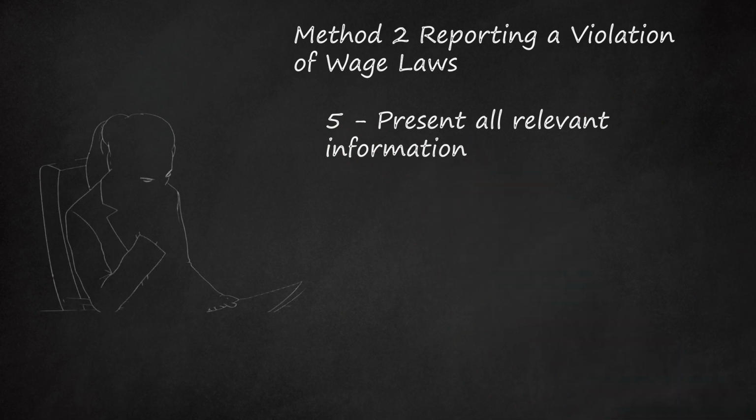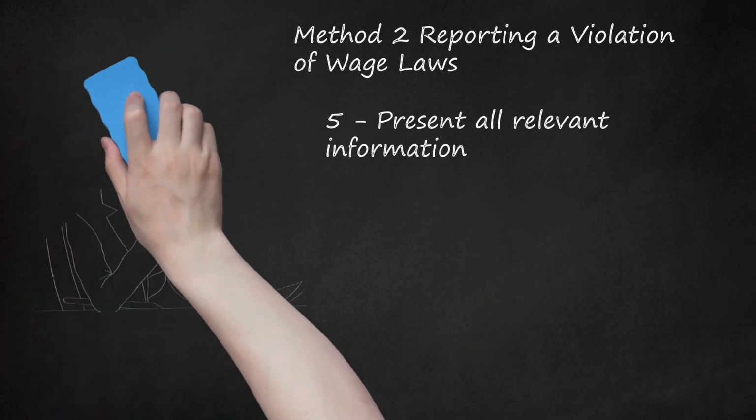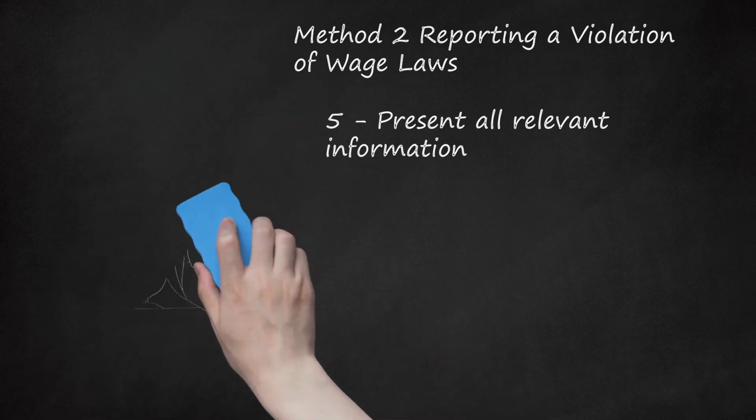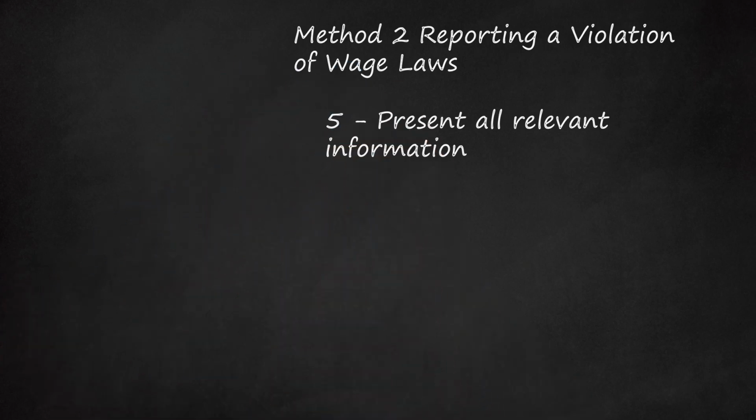5. Present all relevant information. You will need the following information to help you file a complaint with the Department of Labor: your name, address, and phone number. The name of the company you work for. The location of the company, this may be different from the location where you work. The company's phone number. The name of the manager or owner. The type of work you do. How and when you are paid. Copies of pay stubs would be helpful.